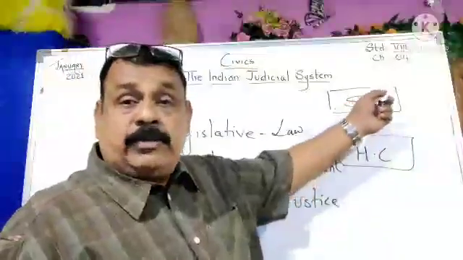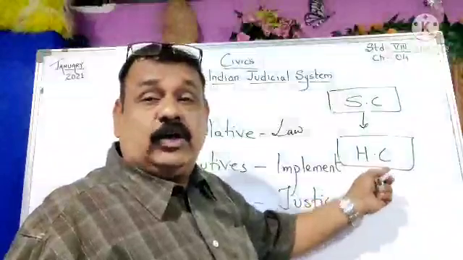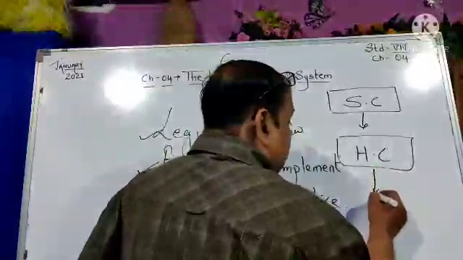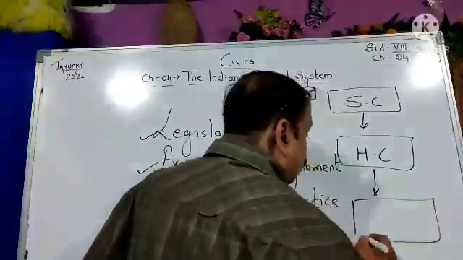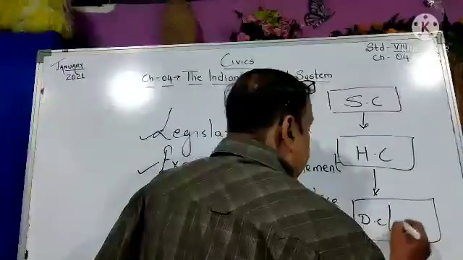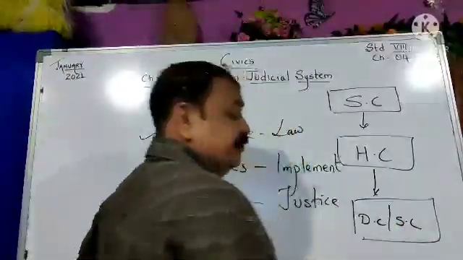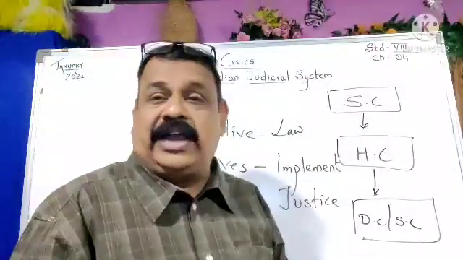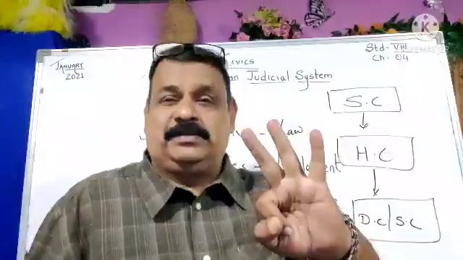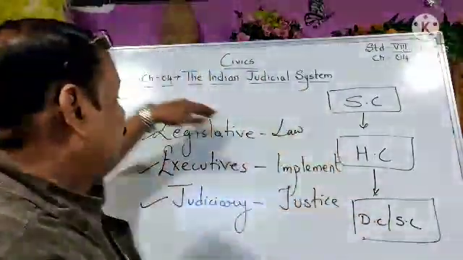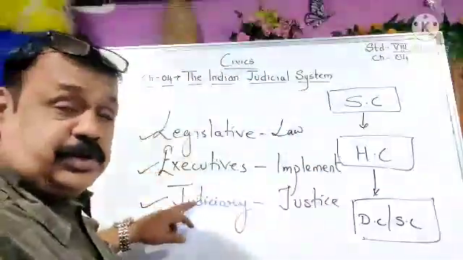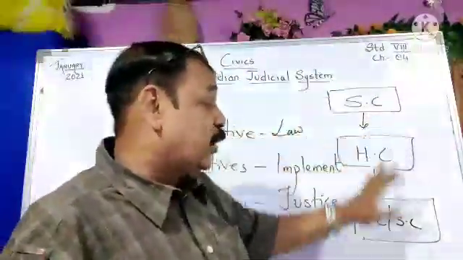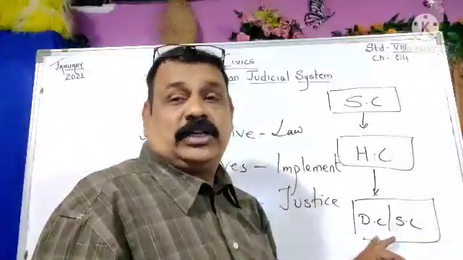SC is Supreme Court, HC is High Court, and below the High Court, there are district courts or session courts. I hope I'm very clear, my dear student. Again, you'll find that there is a three-tier system. Again, being the funda: legislative body, executive body, the judicial body, and there are the Supreme Court, the High Court, and the district court or the session court.